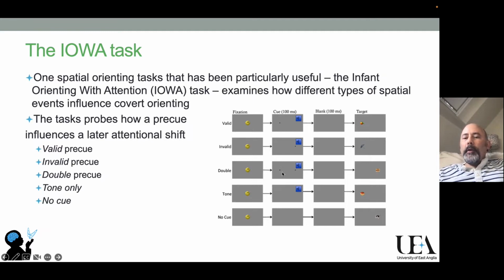In the double condition, we control for the presentation of a cue by presenting cues on both sides. In the tone condition, we only present the alerting tone to look at the impact of the auditory cue, but in the absence of any pre-cueing location information. And then the no cue condition is our control condition, where there's no alerting cue and no visual pre-cue.